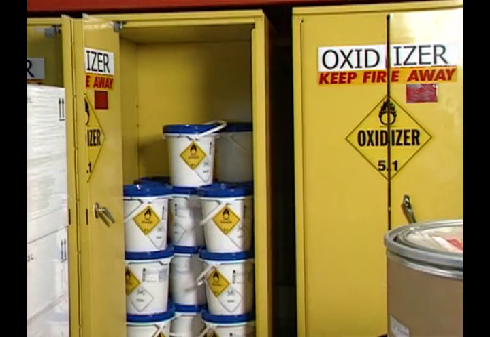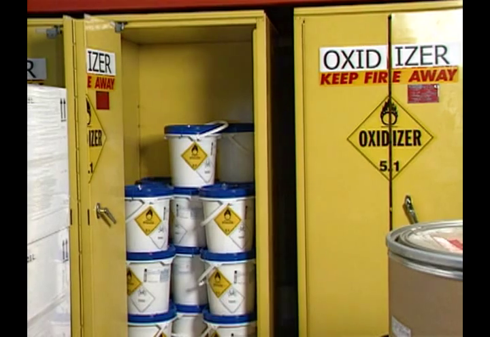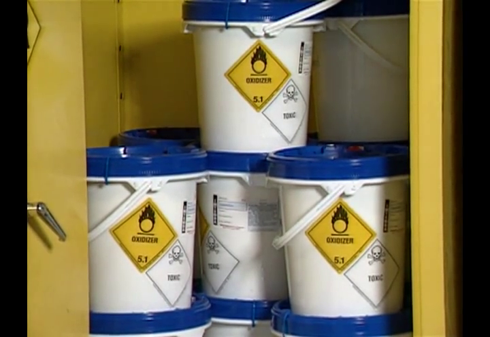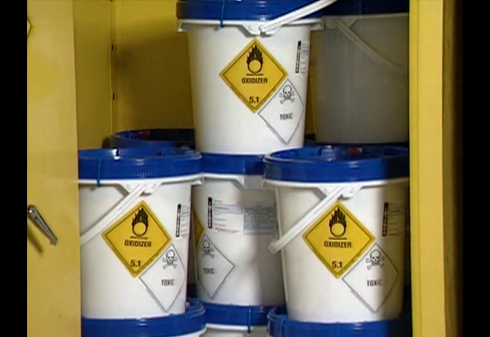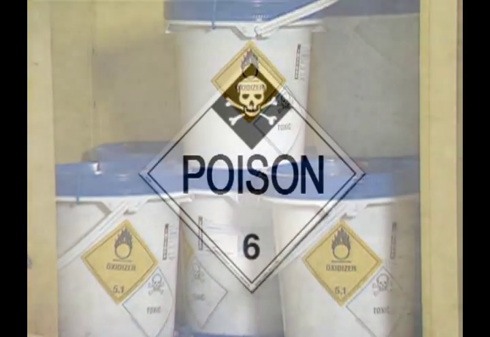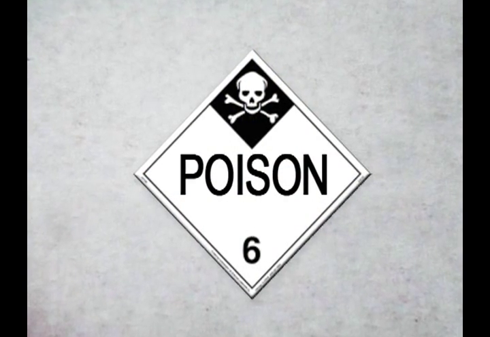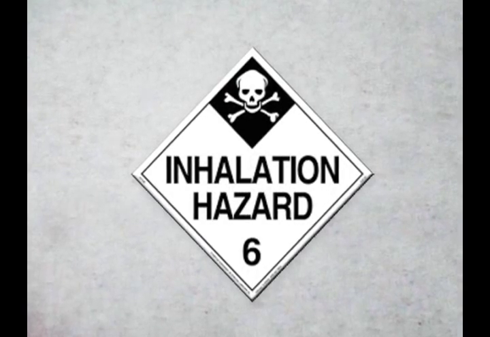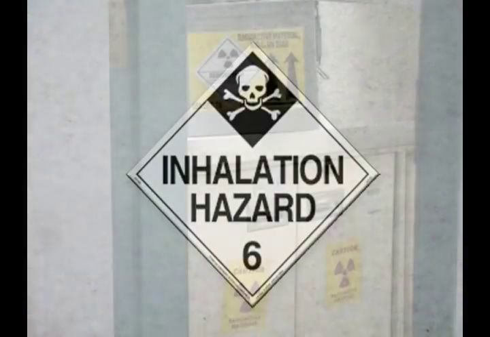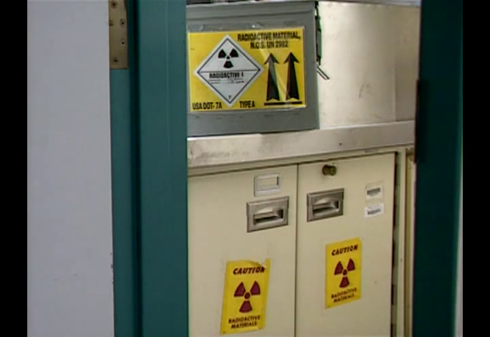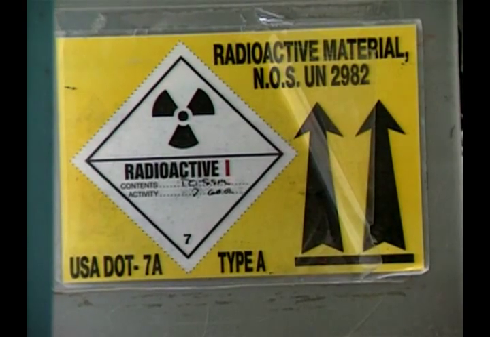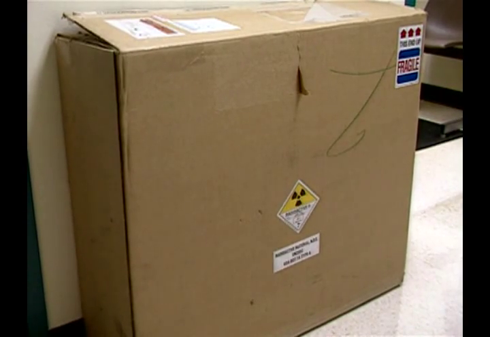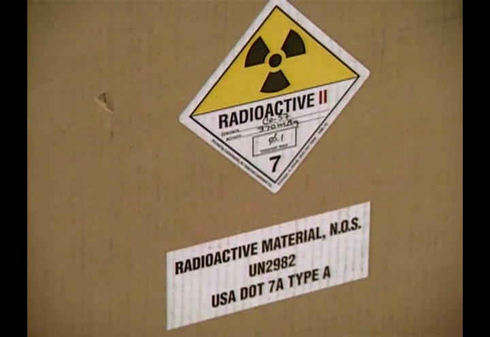Class 5, oxidizers and organic peroxides. These materials produce oxygen, which makes them dangerous in a fire because they can feed a fire, making the fire burn more intensely. Class 6, poisonous materials, which includes chemicals such as arsenic or biological toxins such as anthrax or botulism. Class 7, radioactive materials. These materials are further divided into radioactive level 1, 2, or 3, with level 3 being the most hazardous.